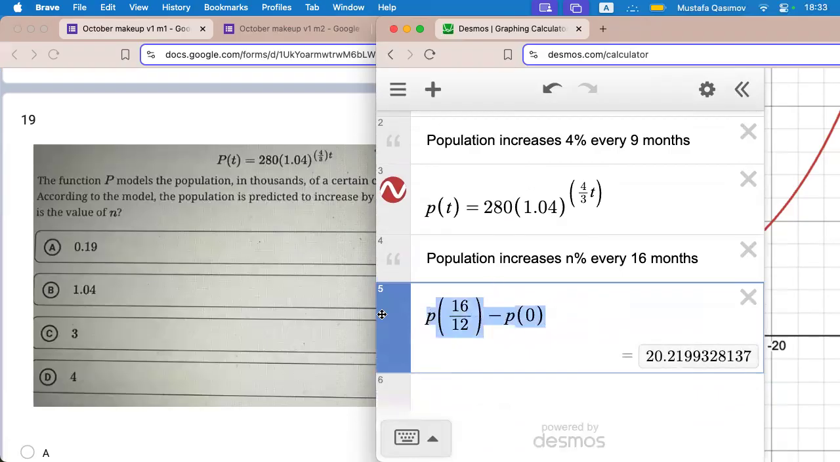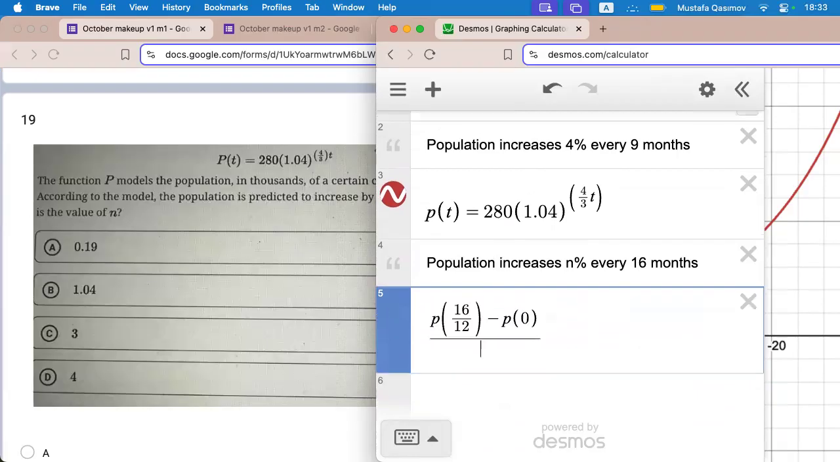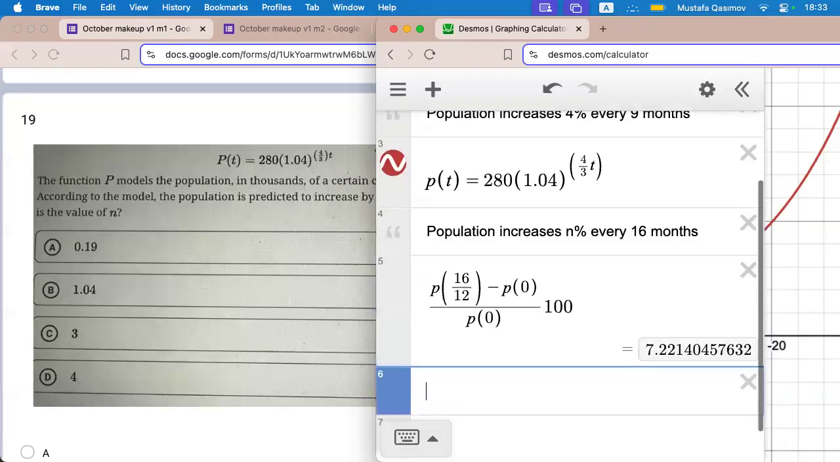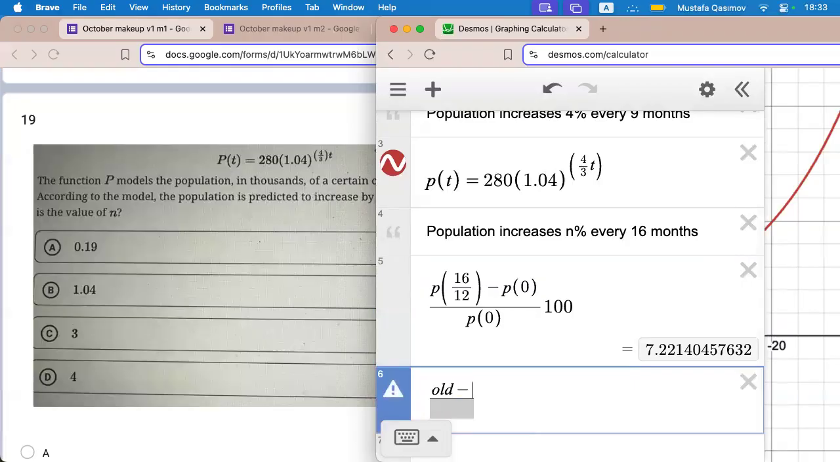Also here, if you don't want to change 280 to 100, you have to do it like that. You have to divide that one by its initial value. If you remember, it is the percent change formula like this: old minus new over old multiplied by 100.